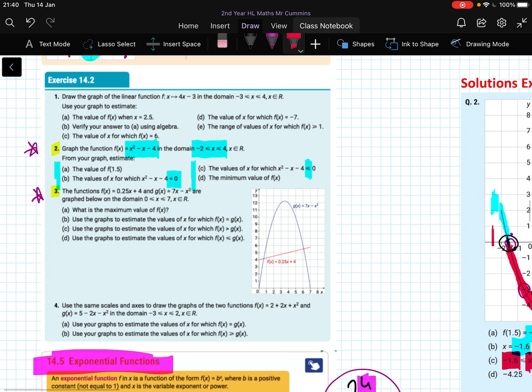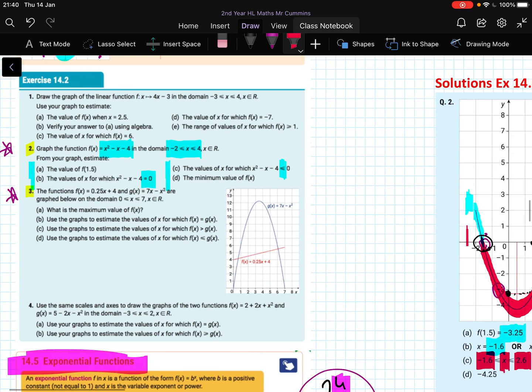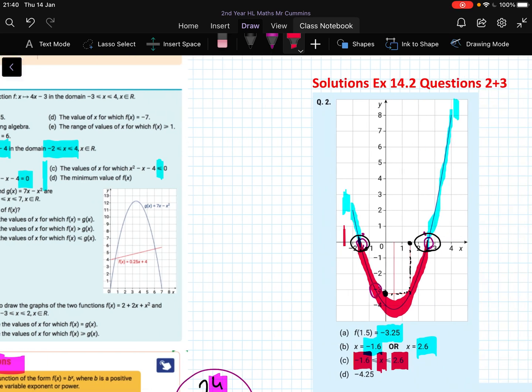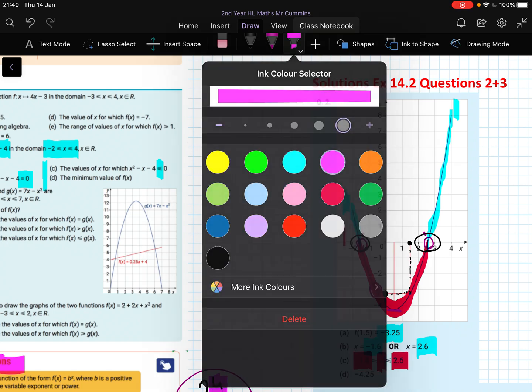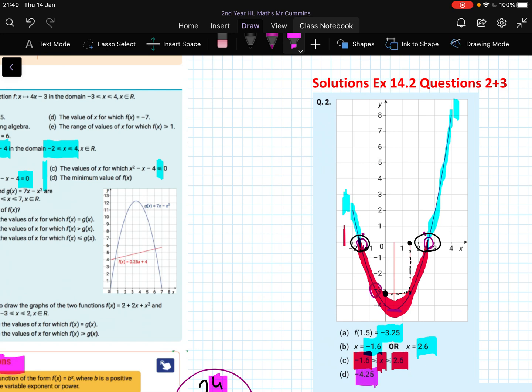And the last part I think is pretty much the same idea. The minimum value of f of x. So if we have a look at f of x, where's the minimum value? Our minimum value is down here, this point where the purple line is, at minus 4.25. So our minimum value is minus 4.25.